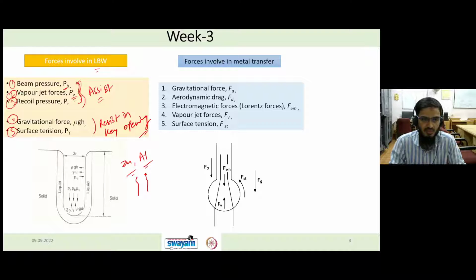Coming to the forces which are resisting, this is nothing but the gravitational force. You have a liquid mass, and on that liquid mass gravity will try to pull down, so it will move downward, which basically resists keyhole opening. And the last one is surface tension force. As we have a liquid, on the liquid surface the tension force will be there, which will also resist the keyhole opening. So these were the forces acting in laser beam welding.